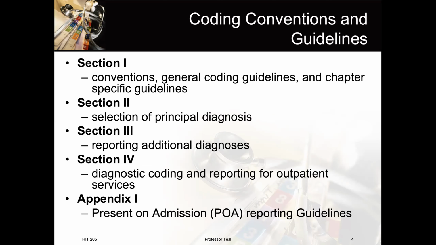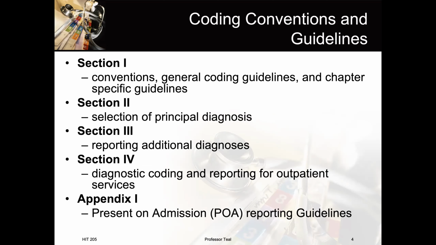Let's talk about the sections of the coding guidelines. As you can see here on the slide, the coding guidelines are divided up into sections, and these are Roman numerals. So it's Roman numeral 1, Roman numeral 2, Roman numeral 3, Roman numeral 4. Section 1 is your coding conventions, your general coding guidelines, and all of your chapter specific guidelines. The code book is arranged into chapters, so that's what we mean by chapter specific guidelines. Section 1 includes the structure and conventions of the classification, so your basic coding concepts.